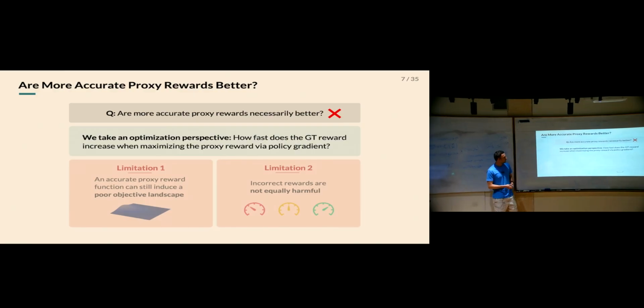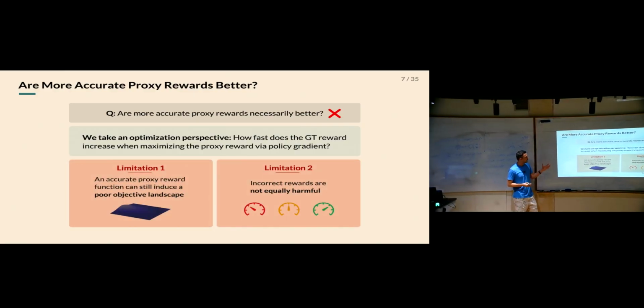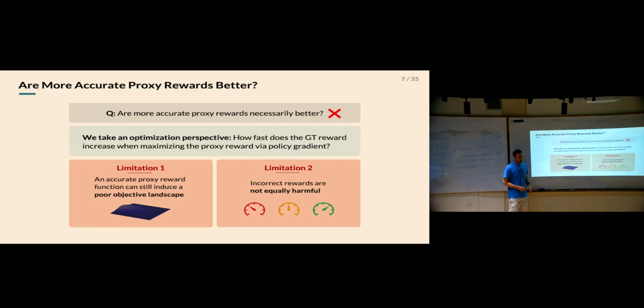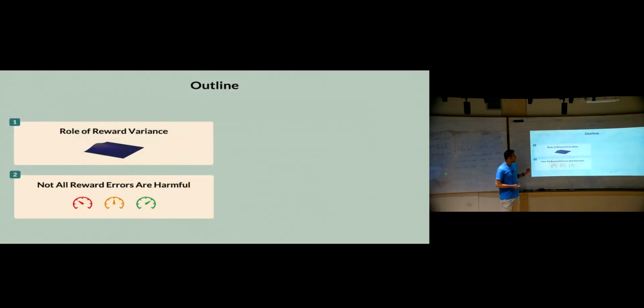And we're going to focus on two main limitations of accuracy, and more broadly of evaluating a proxy reward according to how much it deviates from the ground truth. The first is that even if a proxy reward is very accurate, it can still induce a very poor objective landscape for policy gradient methods. So accuracy doesn't capture every aspect of what makes a good reward function. And the second limitation is that not all deviations from the ground truth are equal, or even necessarily harmful. This is the plan for this talk, and we're going to elaborate on both of these points.